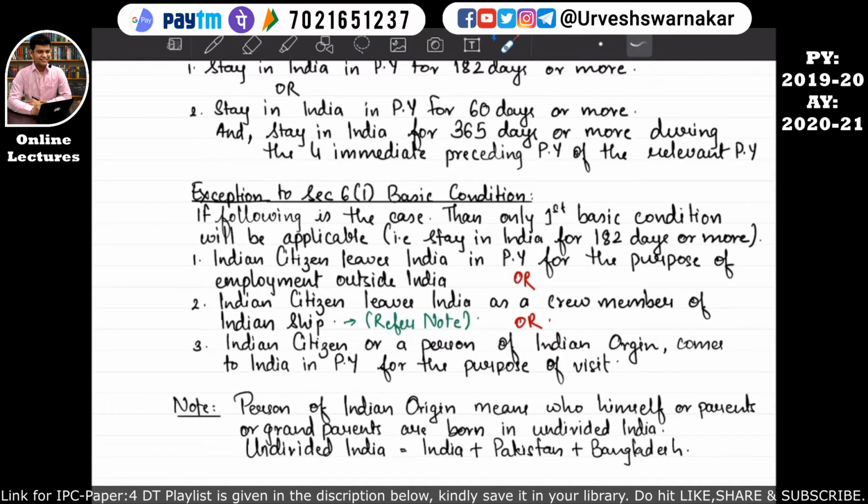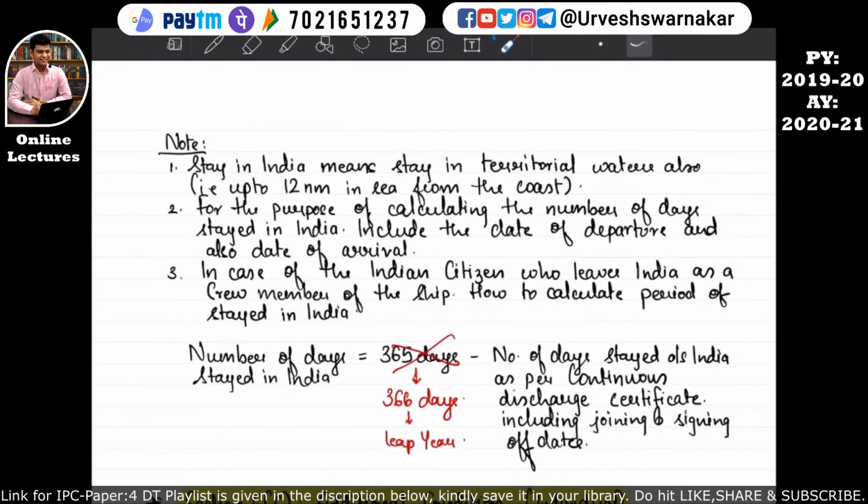Person of Indian origin means who himself or parents or grandparents are born in undivided India. Undivided India means India plus Pakistan plus Bangladesh, basically India before partition. Note, stay in India means stay in territorial waters also, that is up to 12 nautical miles in sea from the coast. For the purpose of calculating the number of days stayed in India, include the date of departure and also the date of arrival.